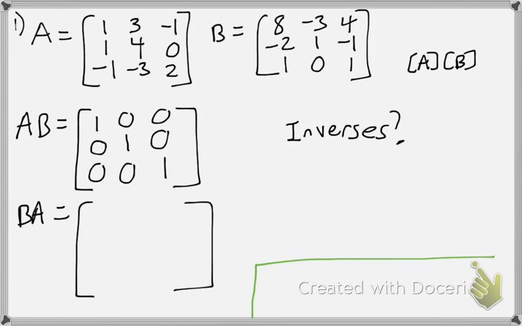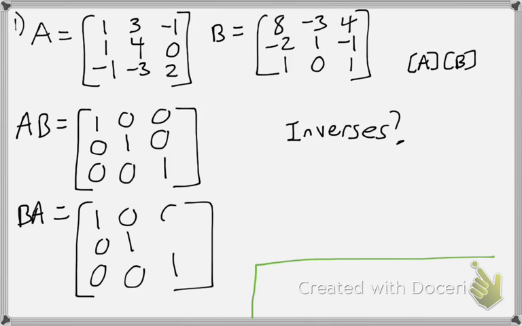Now we're also supposed to calculate BA. So if I go back into the matrix menu and do matrix B, and then select matrix A, and then multiply in that order, we also get the identity matrix.